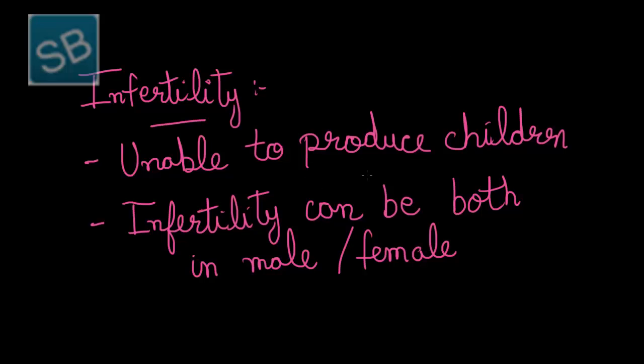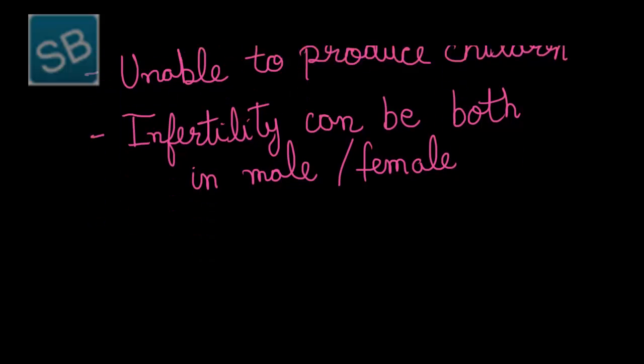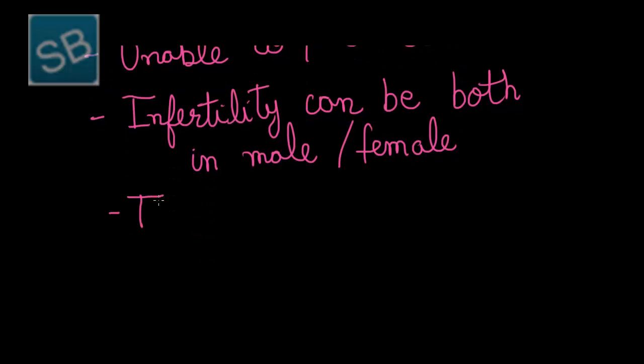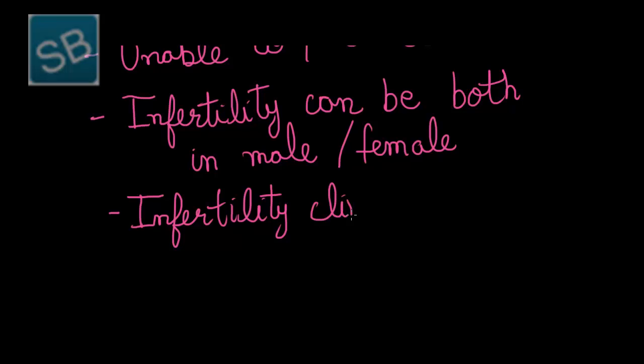However, infertility clinics are built up. The main function of such clinics, that is infertility clinics, is helping in diagnosing and curing these disorders and helping these types of couples to have children. Thus, the infertility clinic adopts the method of ART, that is known as assisted reproductive technology.